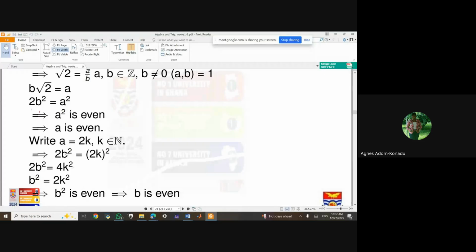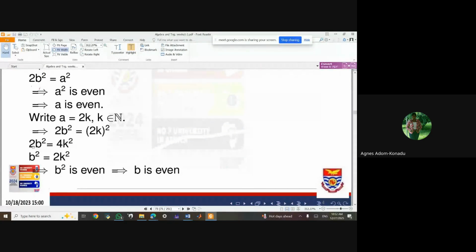And I can write my even numbers as 2k. We write even numbers as 2k. So in place of a, I write it as 2k. So this means that my 2b squared is equal to 2k squared. So I'm going to get 2b squared is equal to 4k squared, which is the same as b squared is equal to 2k squared. And this also means that my b squared is even, because I can write my b squared as 2 times something. So my b squared is even implies that my b is even.